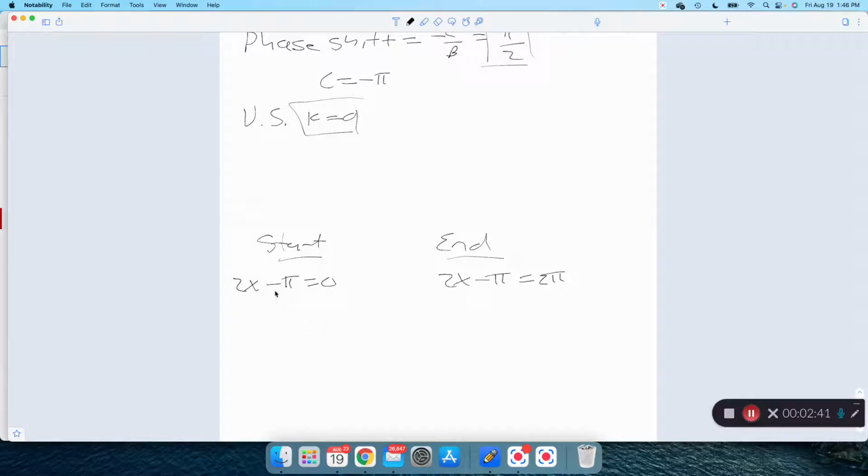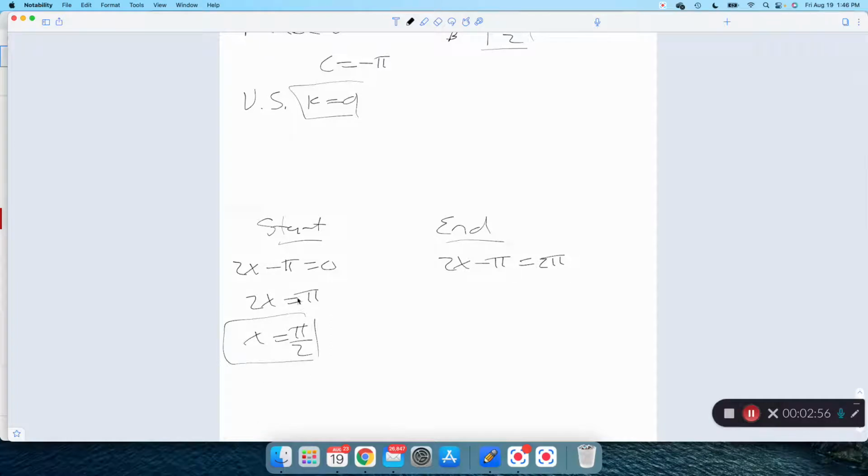So I've got to do a little algebra here. Move the pi over. 2x equals pi. Divide by 2. I get x equals pi over 2. That should always be your phase shift. Your start should always equal the phase shift. If it doesn't, you've done goofed. For sine and cosine, start equals phase shift.